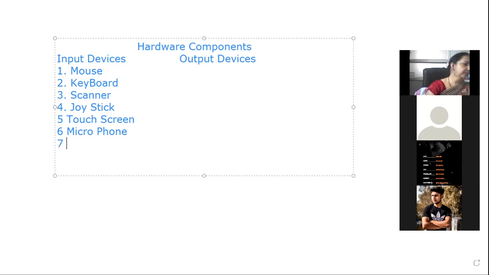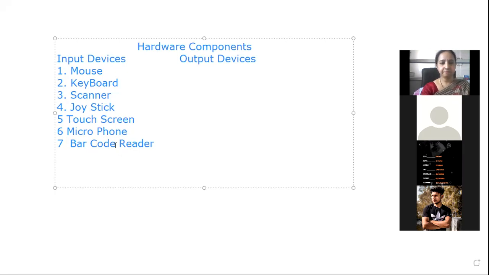Then what next? We have barcode reader. Then we have pen drive. Pen drive is an input device.